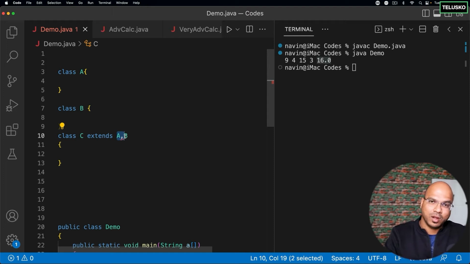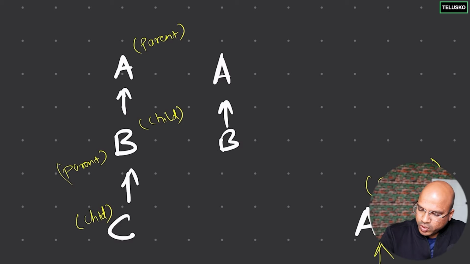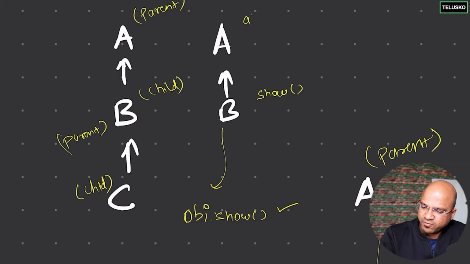But the question is, why? So let's try to understand that here. Let's say if you go back to this particular example, you create an object of B, let's say obj. Now obj can call all the methods of B and A both. So let's say in B, we have a method called show. And then from obj, you're trying to call show. Will this work? Yes, this will work. Let's say in A, we have a method called abc. Now, if you try to call obj.abc, yes, this will work.